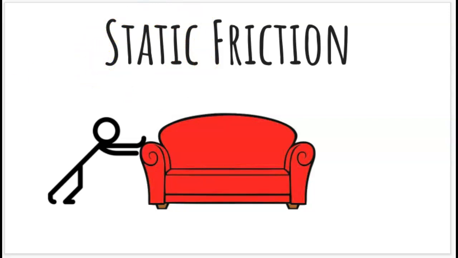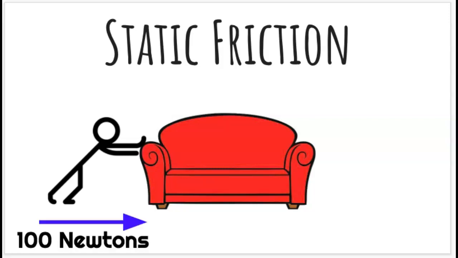So with static friction, that is when a force is being applied to an object, but an equal force is being applied from that object back to where no movement is going to be able to happen. So like no matter how hard you push that couch, it's not going to move. So let's look at what this would look like with our little arrow diagrams.